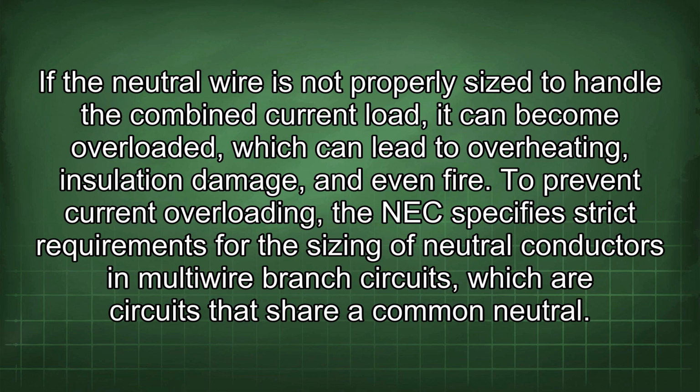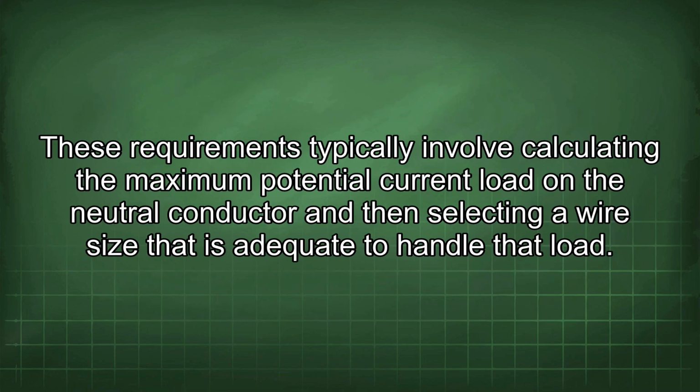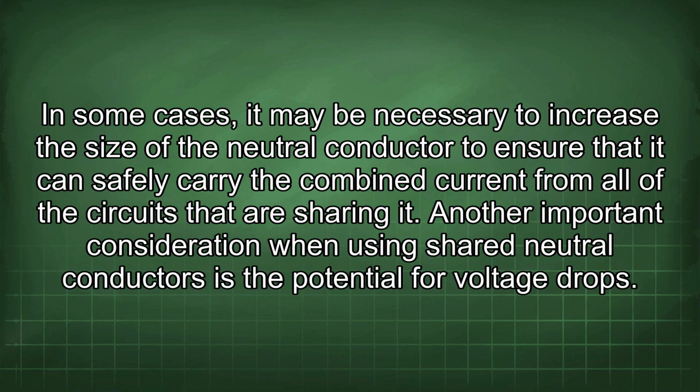To prevent current overloading, the NEC specifies strict requirements for the sizing of neutral conductors in multi-wire branch circuits, which are circuits that share a common neutral. These requirements typically involve calculating the maximum potential current load in the neutral conductor and then selecting a wire size that is adequate to handle that load. In some cases, it may be necessary to increase the size of the neutral conductor to ensure that it can safely carry the combined current from all of the circuits that are sharing it.